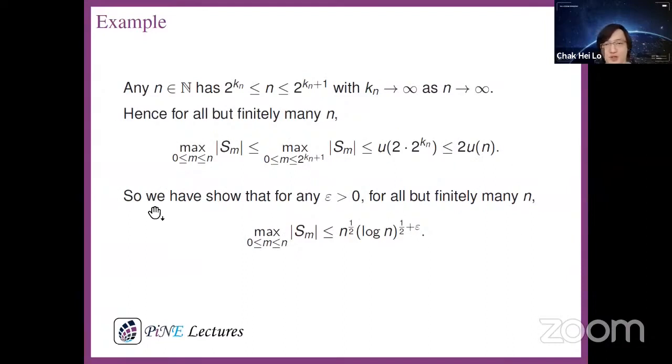So in here, what did we show? We have shown that for any epsilon greater than 0, for all but finitely many n, the maximum of Sm is less than this thing here. Okay, so in some sense, this is a very good bound because it tells us how big we should expect Sm to be. If we run S for n steps, then the maximum in this period will have this bound. So we see how big S can be.